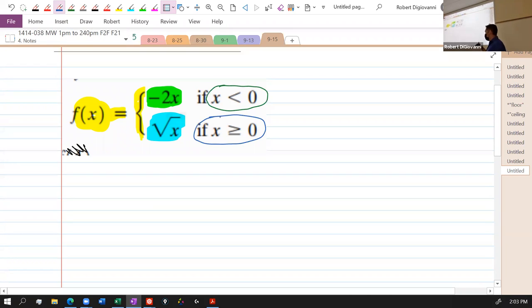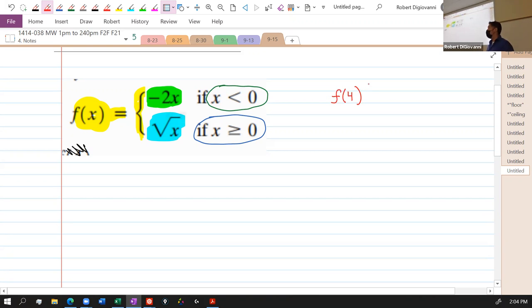So it's kind of telling you, when you plug something in, you're either going to plug it into this one or this one. What dictates which one you use is what the x you're plugging in is. If the x you plug in is less than zero, you're going to use the top one. If your x is greater than or equal to zero, you're going to use the bottom one. So let's try to figure out what would happen if I just start asking you some things like this. What would f of 4 be?